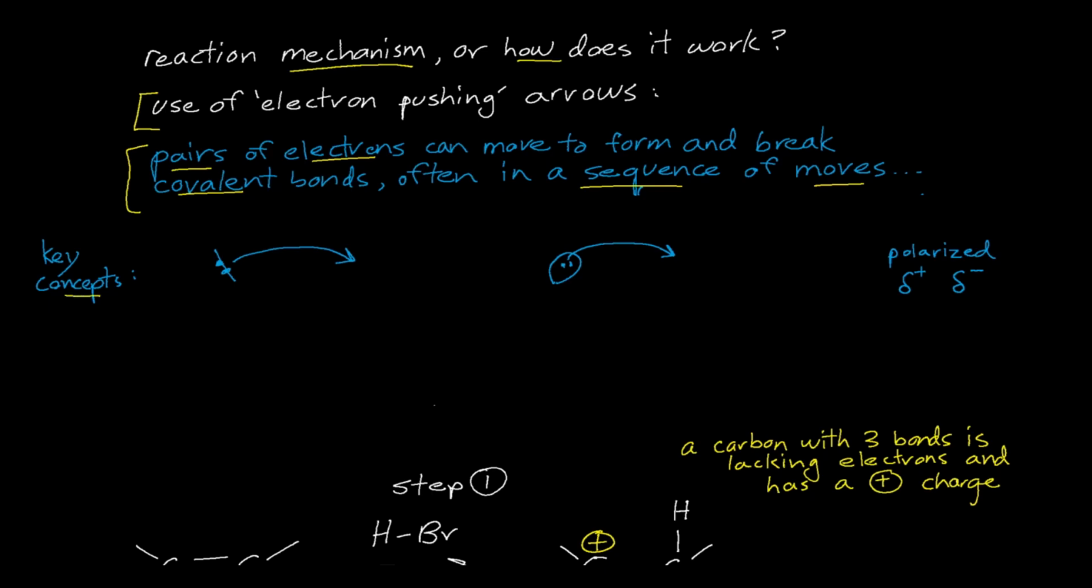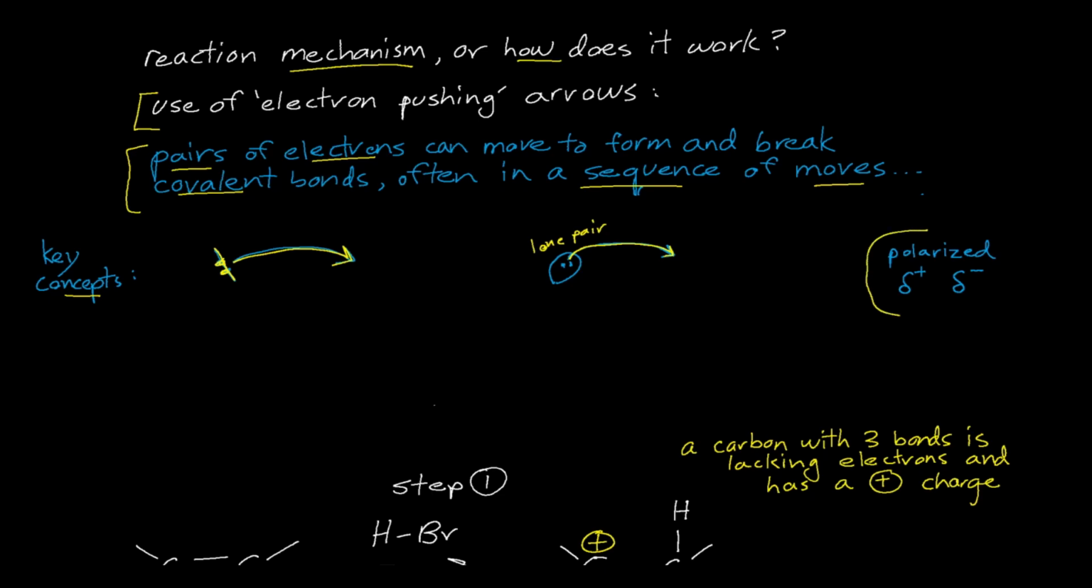These are key concepts. So if you have two electrons contained in a bond, you would represent their movement by this arrow like that. Both of those electrons might be moving to form a new bond, and in the process breaking this bond that existed before. Lone pair electrons can move to form bonds.